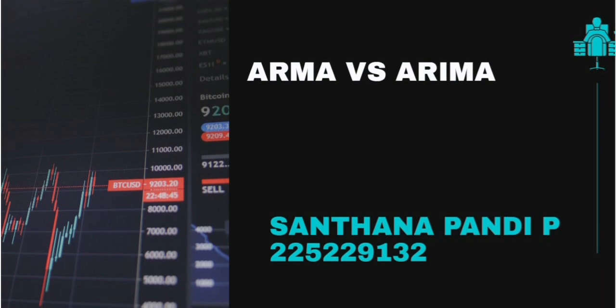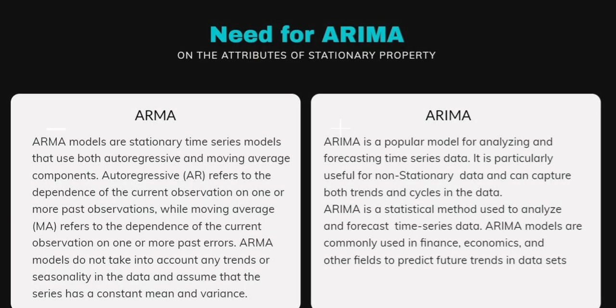Hi, I am Sandrapandi. I am here to explain the difference between ARMA and ARIMA, two commonly used models in time series analysis for modeling and forecasting data. The ARMA model is a combination of autoregressive and moving average models. It assumes that the current value of a time series is a linear combination of past values and past errors.